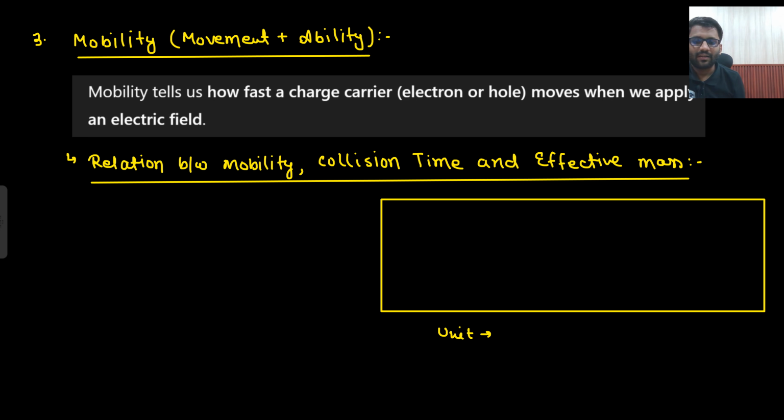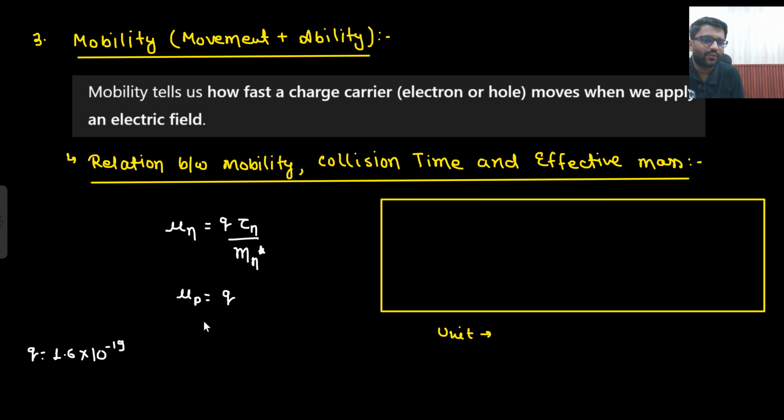Now what is the relation between mobility, collision time and effective mass? The mobility of the electron will be given by e times the collision time of the electron divided by the effective mass of the electron. And the mobility of the hole will be given similarly. In place of e, let's put q. q is the charge of the electron, and here q is the charge of the hole. For both cases, q will be 1.6 into 10 to the power minus 19.